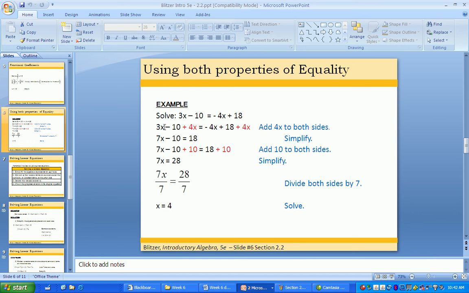Now we have to move the minus 10 to the right. So we have to add 10 to this side, add 10 to this side. Now we get 7x is equal to 28. Now we have to get x all by itself.